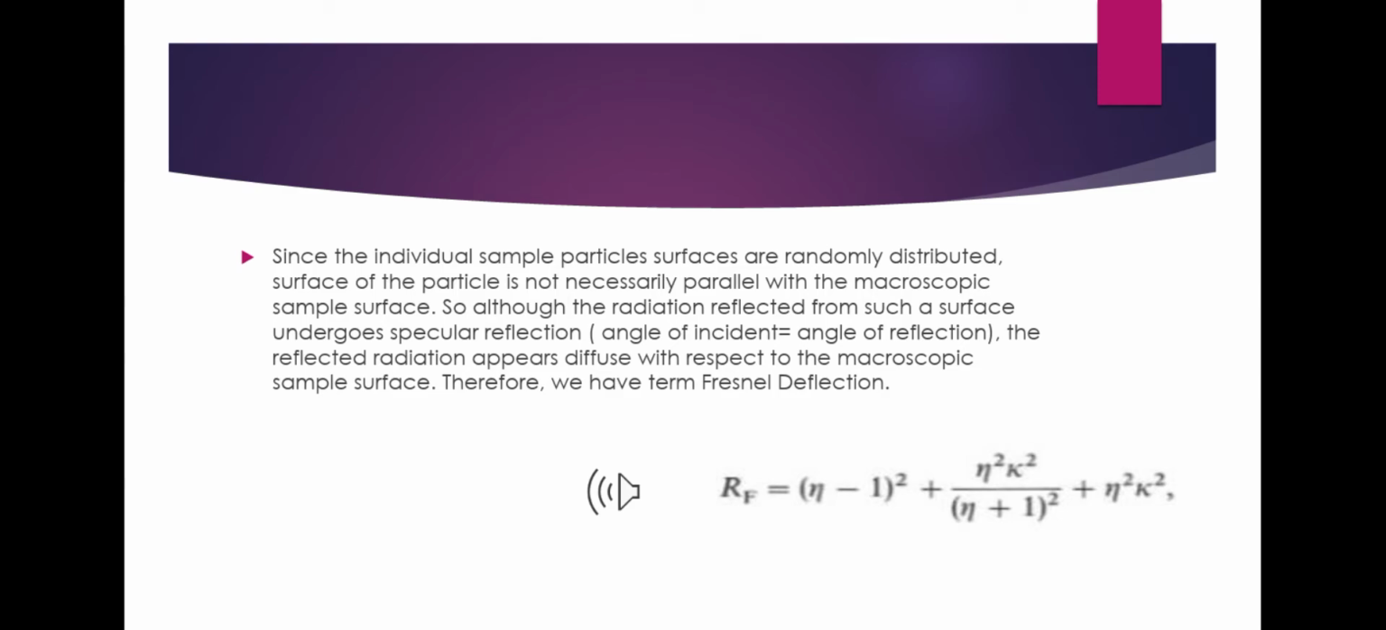Since the individual sample particles' surfaces are randomly distributed, the surface of a particle is not necessarily parallel with the macroscopic sample surface. So, although the radiation reflected from such a surface undergoes specular reflection, that is, angle of incidence equals angle of reflection, the reflected radiation appears diffuse with respect to the macroscopic sample surface. Therefore, we have the term Fresnel reflection in the theory, and this is the formula below.